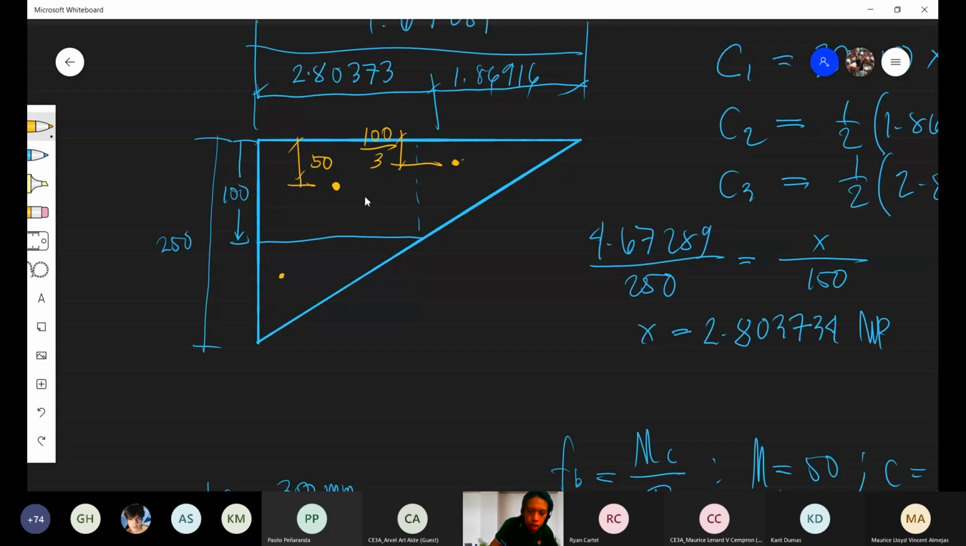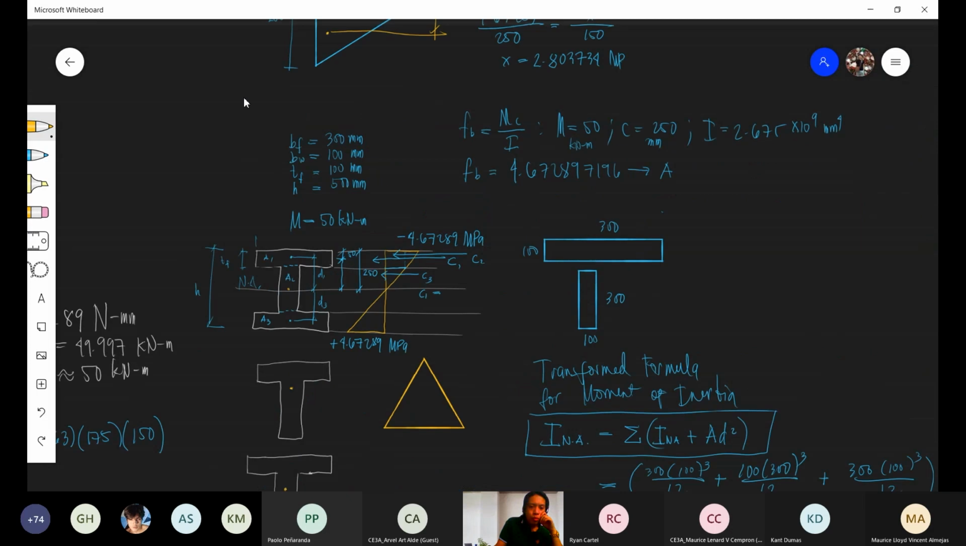And for this one, the distance is 100 plus 100 plus 150/3, that is 150. So we have 50, 100/3, and 150. We have the locations and the magnitudes, so we can locate them now.